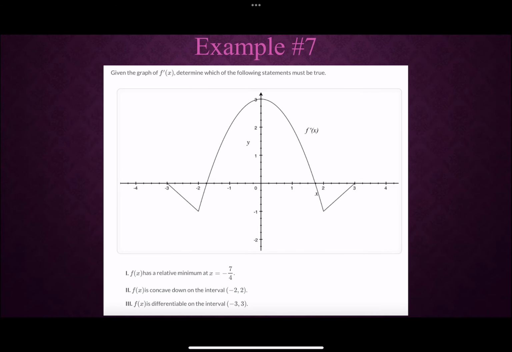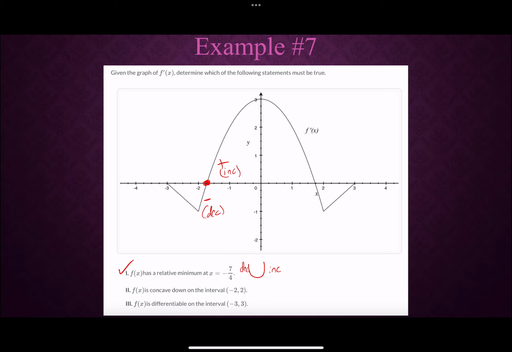All right, so we're given the graph of the derivative. Which ones must be true? Does there have to be a relative min at -7/4, which is right here? A min occurs when we go from decreasing to increasing. With the graph of the derivative, since we are below and then above, that is decreasing to increasing, so therefore, yes, that is a relative min.